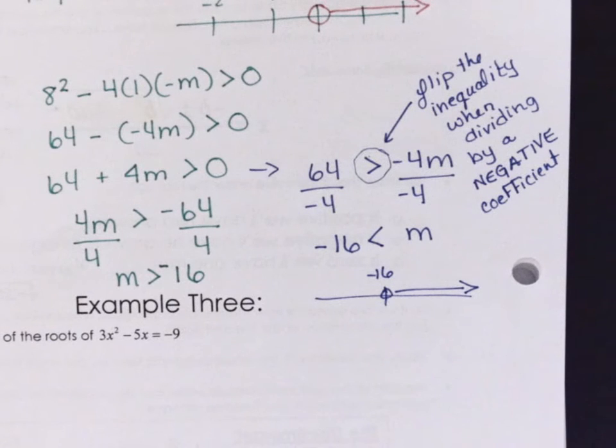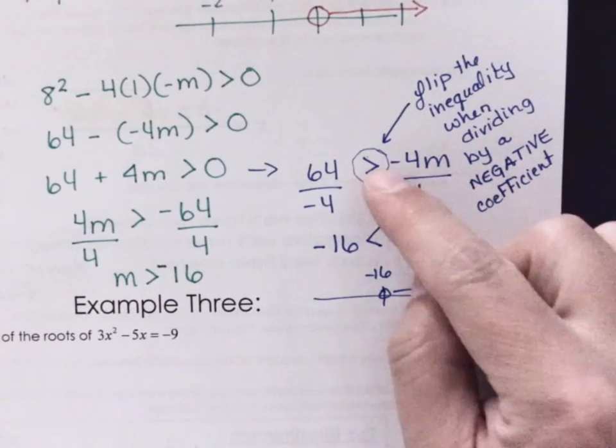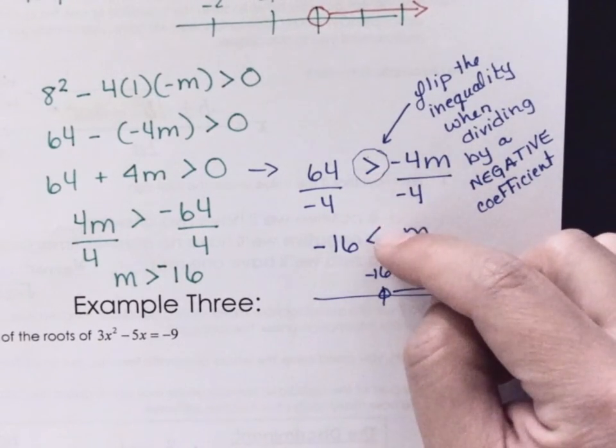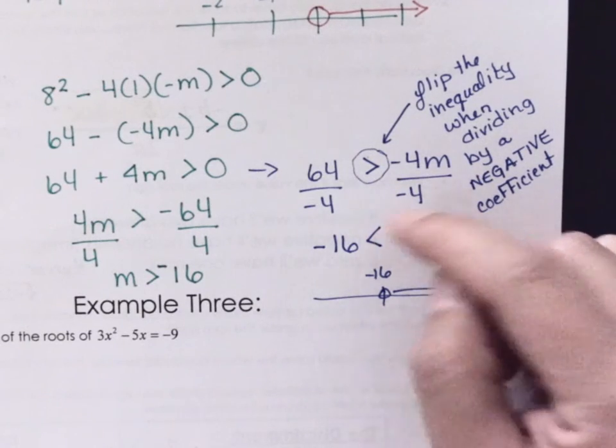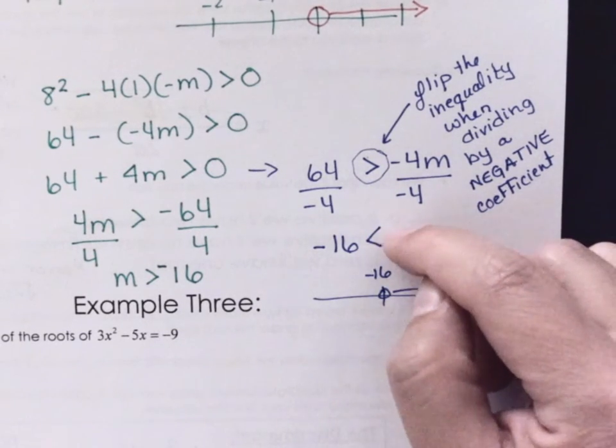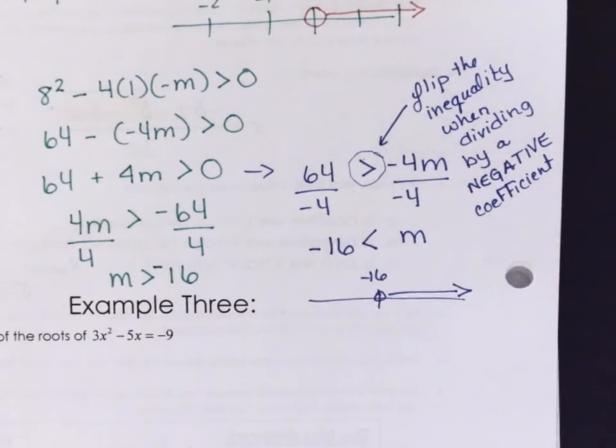But you just said those two are the same. Yeah, they are. So it doesn't matter which way you do it? No, as long as you get the same answer. I thought you were talking about if you didn't flip the inequality from here to here. If you didn't flip it, that would say m is less than -16, which is an incorrect answer.